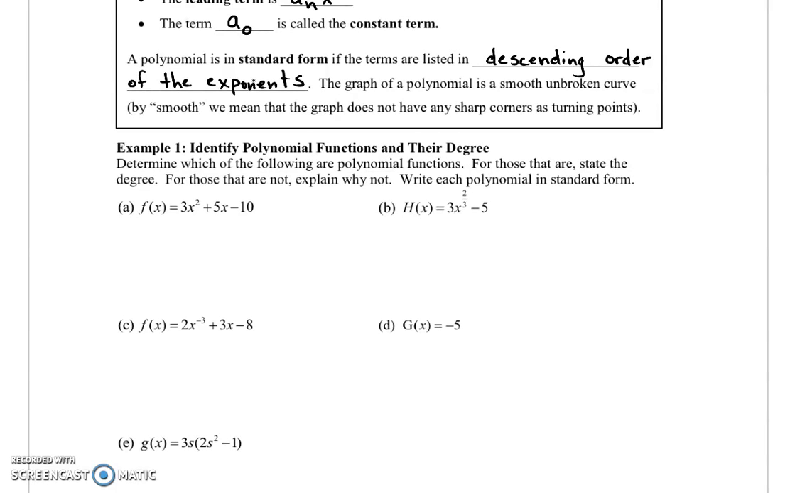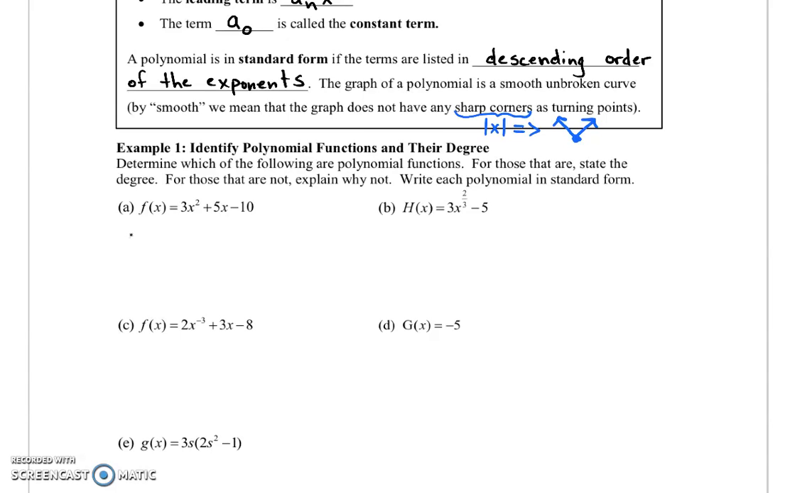And the graph of any polynomial is a smooth, unbroken curve. And by smooth, we mean it does not have any sharp corners. Sharp corners are things that we get with, like, the absolute value of x. If you remember from our library of functions, the absolute value of x has a graph that looks like this, and this is a sharp point right there at the bottom of the v. And unbroken means we can draw it without ever picking up our writing implement.